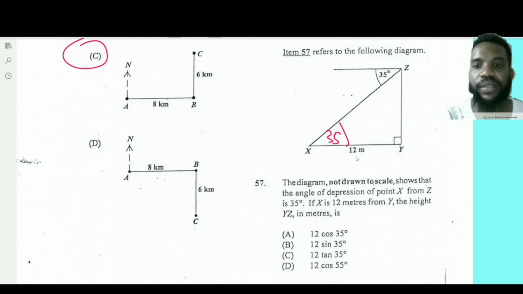So, relating opposite and adjacent, you can go tan. So I can say that tan 35 equals opposite, which is YZ, over adjacent, which is 12. Multiplying both sides by 12, 12 tan 35, which looks like option C as in cat.